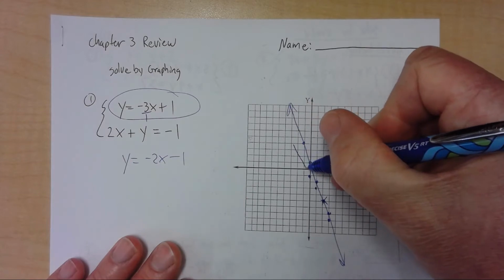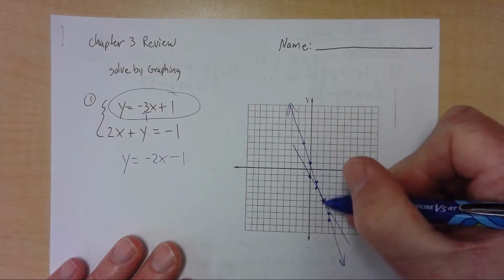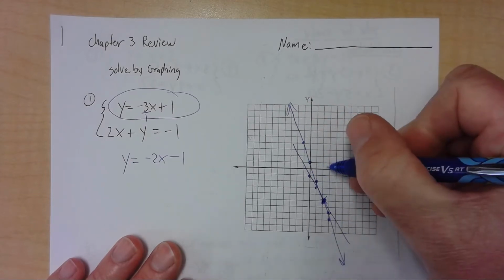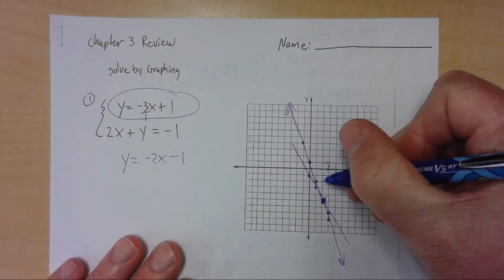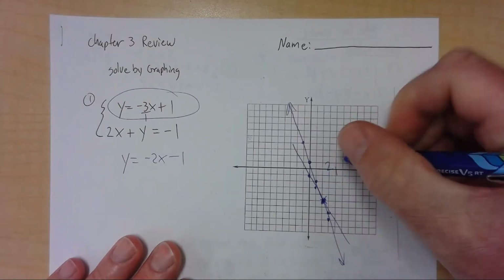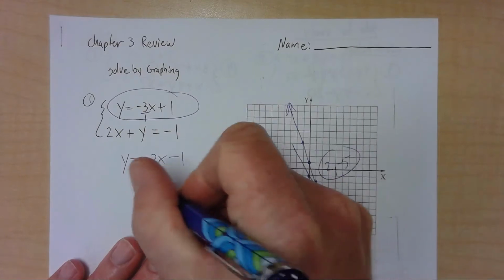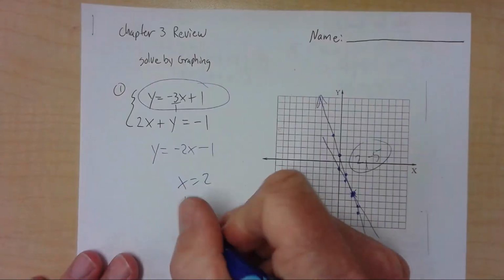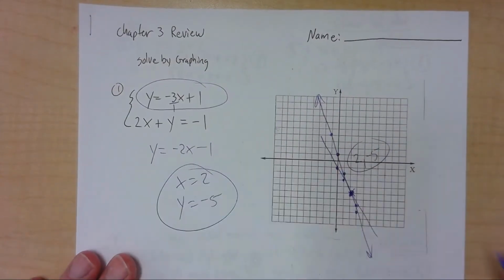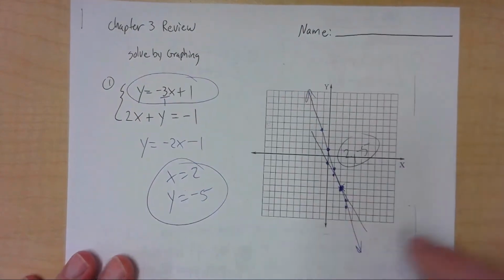So it intersects right there between the two, which is at 2, negative 5. So x is equal to 2, y is equal to negative 5. That's the intersection point, where the two of them cross.